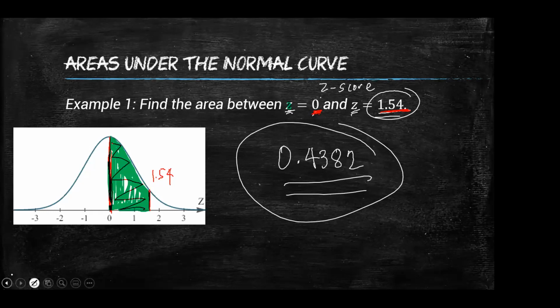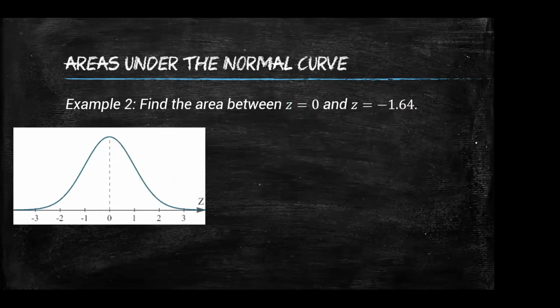Okay. Sige, proceed tayo. Next is, same example din, pero may problem tayo dito. Find the area between z is equal to 0 and z is equal to negative 1.64. Ano yung mapapansin nyo sa given natin? May negative, sir. Okay, negative. So this is the question. Dito natin ilalagay yung negative 1.64.